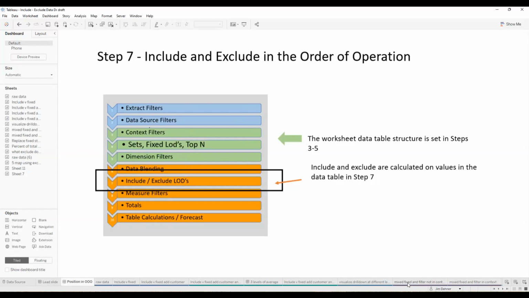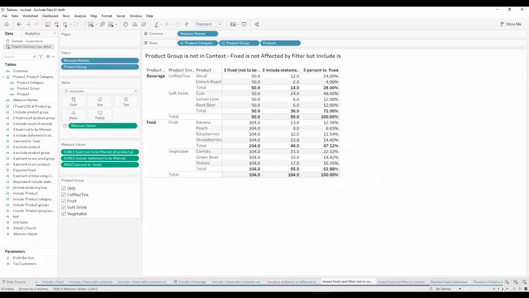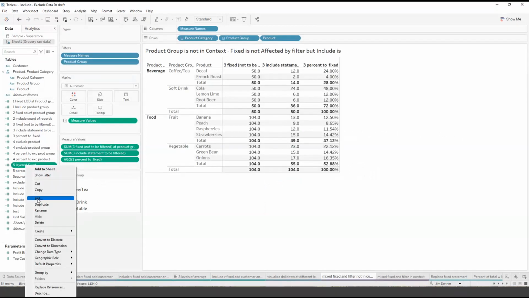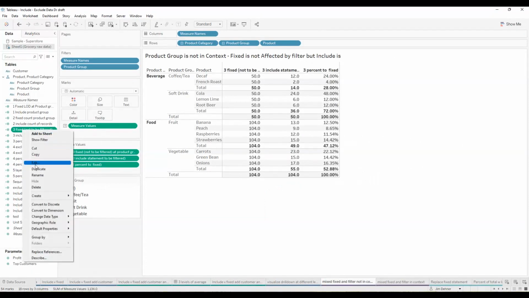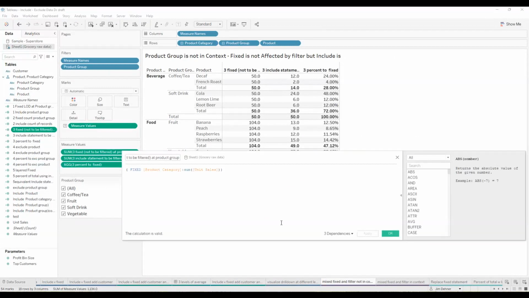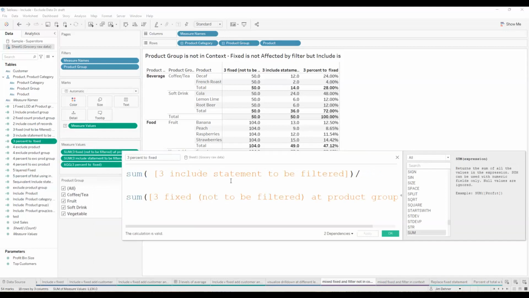So the correct way to answer this user's question of how to apply a filter on some values that I calculate and not on others is to create a fixed LOD, once again at the product category level, and then I'm going to do an include statement, and I'm also going to calculate this percent of total, which is just the value of the include statement divided by the fixed LOD.